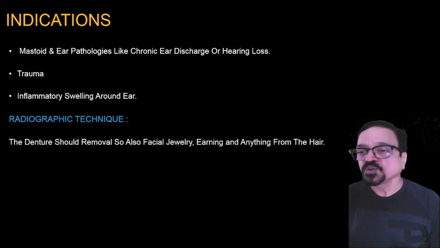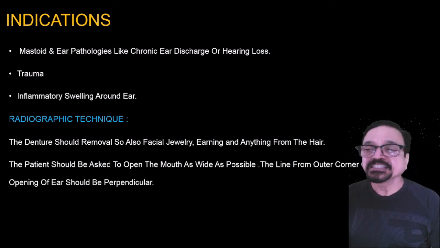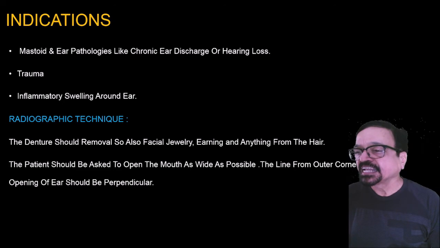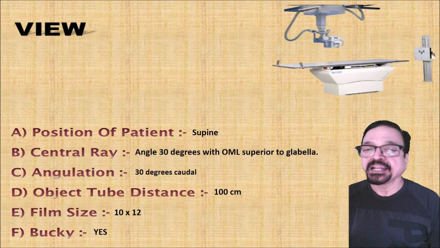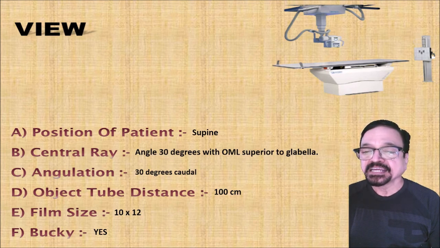Now what is the radiographic technique? Dentures should be removed, also jewelry, earrings, anything from the hair. Patient is asked to open the mouth. Now this depends on the position of the mandible. If you do not want the mandible to disturb you, you open it. If the mandible is not disturbing, then there is no point in asking the patient to open or close the mouth. Patient just keeps it as per their convenience. Then the line from the outer canthus of the eye to the opening of the ear should be perpendicular, that is OML. Now position of the patient is supine, angle is 30 degrees with OML superior to glabella, then angulation 30 degrees caudal, then tube distance is 100, Bucky is required.